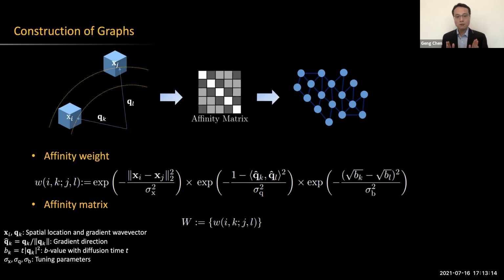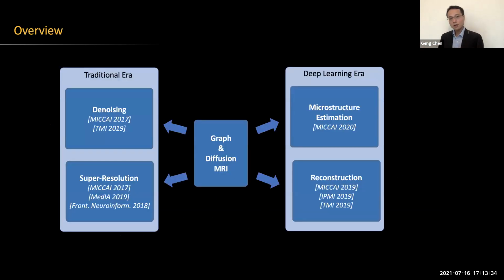After computing the affinity weight for paired nodes in XQ space, we are able to construct an affinity matrix, so that the diffusion data can be represented as a function defined on this graph. Based on this core idea, we did a lot of research. In the traditional area, we propose denoising and super-resolution algorithms. In the deep learning area, we propose a microstructure estimation model and a reconstruction model. Then I will detail each work.